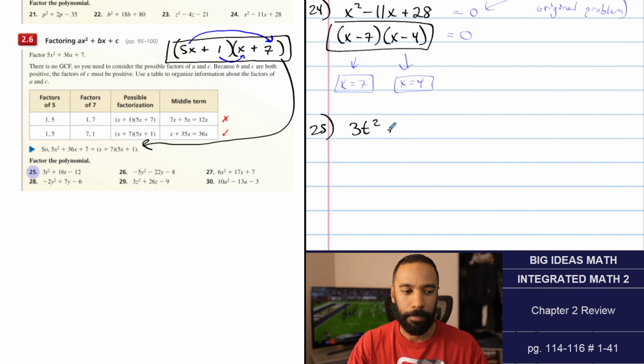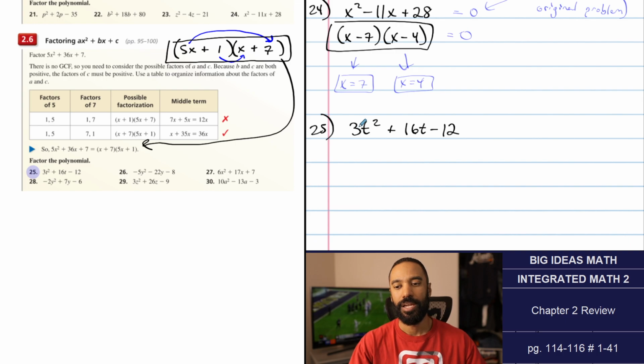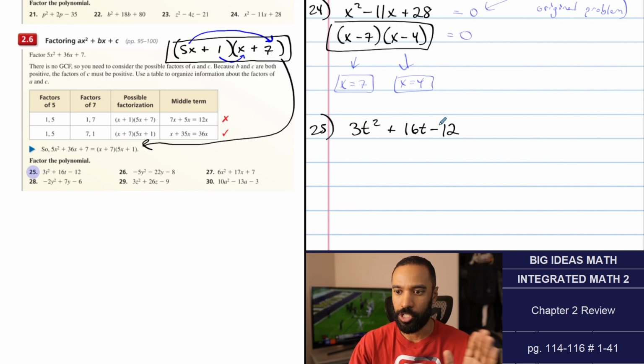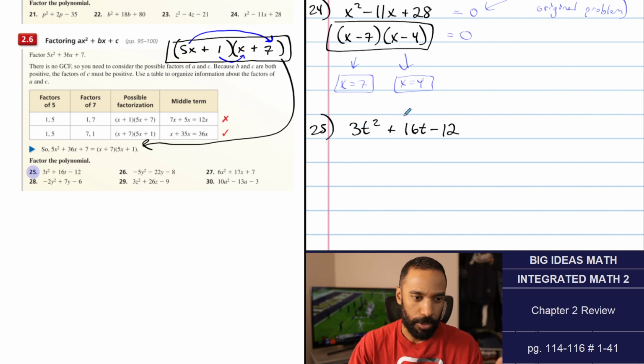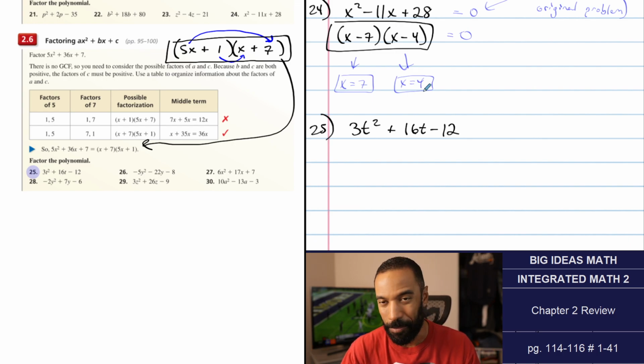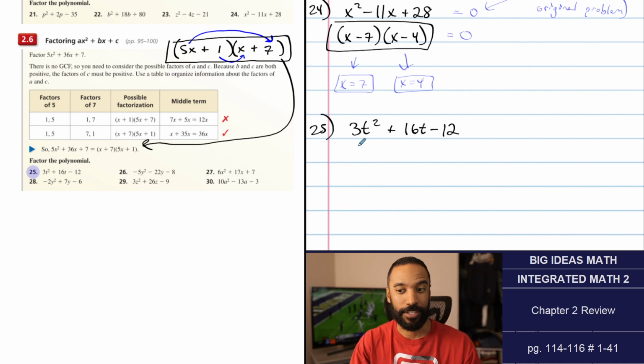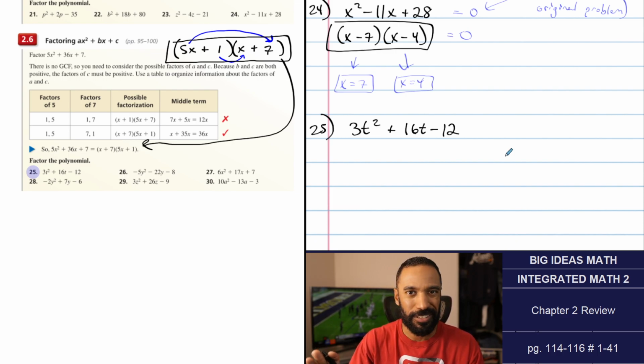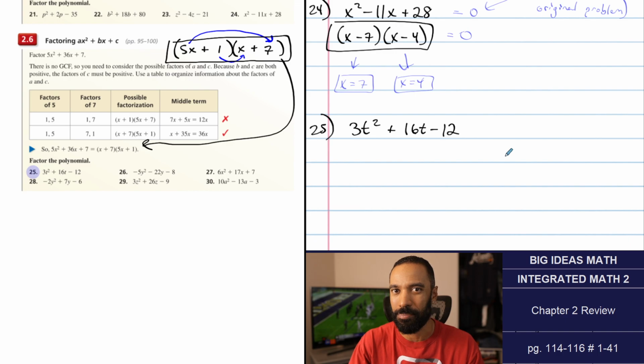So 3t squared plus 16t minus 12 for number 25. We're going to go ahead and factor this thing. This is where it is important for us to look for GCFs of any sort. I'm looking at all the problems. None of them have GCFs. I really wish that they had some. Like, could you factor a 3 out of all the terms? You can't seem to here. Again, the review's limiting a little bit of what the rest of the problems showed you before.